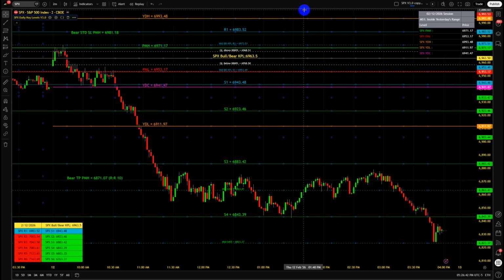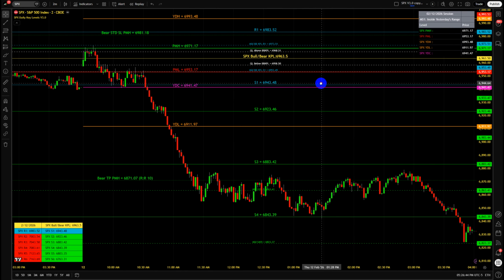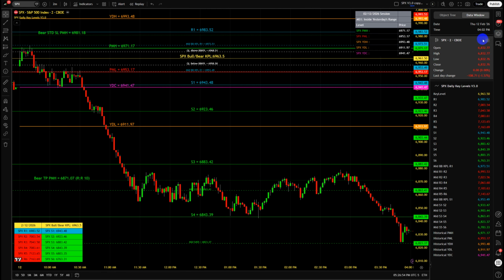Okay, so just a couple things I just want to show you real quick. So here you have this wick up. It gets very close to the 69.73.51. However, it does not if you look over in the data window up here. The high was 69.73.22 and the standard stop loss level, that mid BBKPLR1, is 69.73.51.